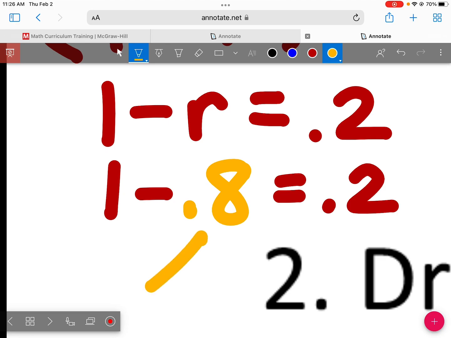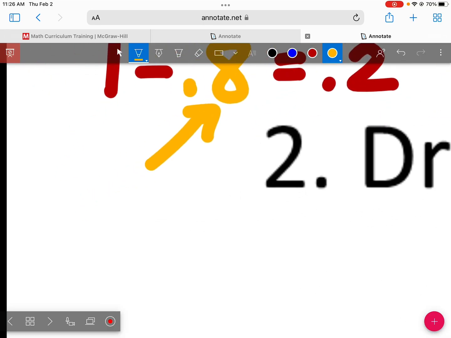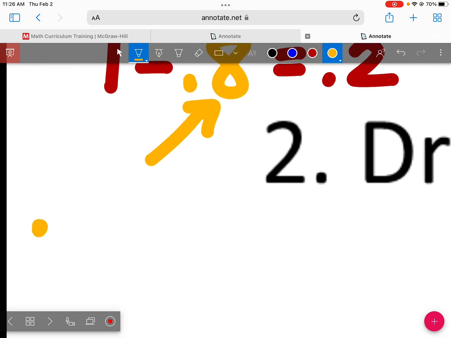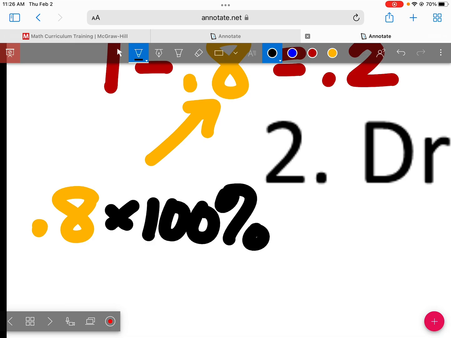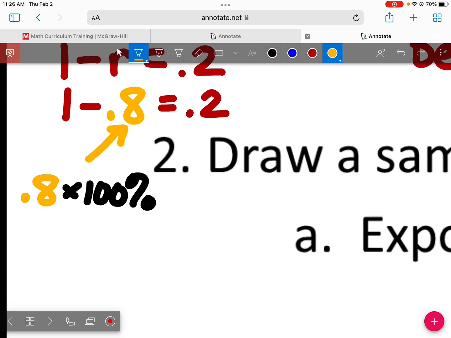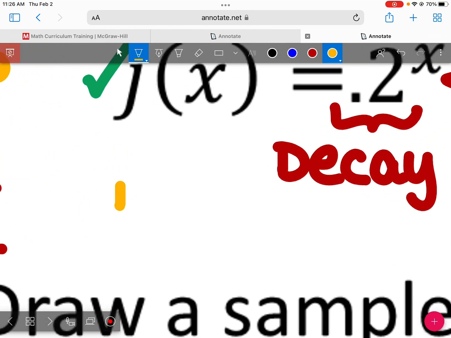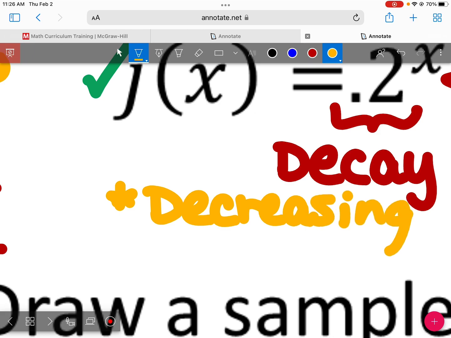Is this a percent? How do I make it so that I have the percent sign on the end of it? What do I need to do to that 0.8 to give it its percent? Multiply it by 100, yes. 0.8 times 100% means my decay percent is how much? 80%. So it is decreasing by 80%.